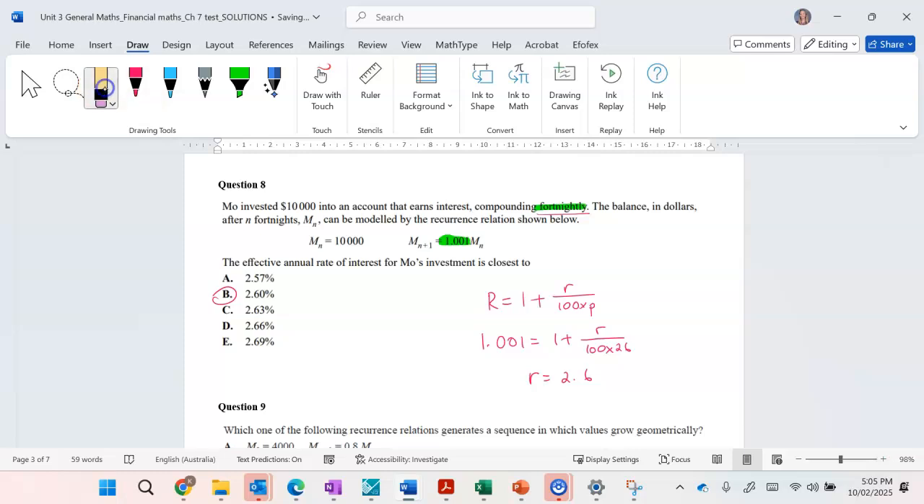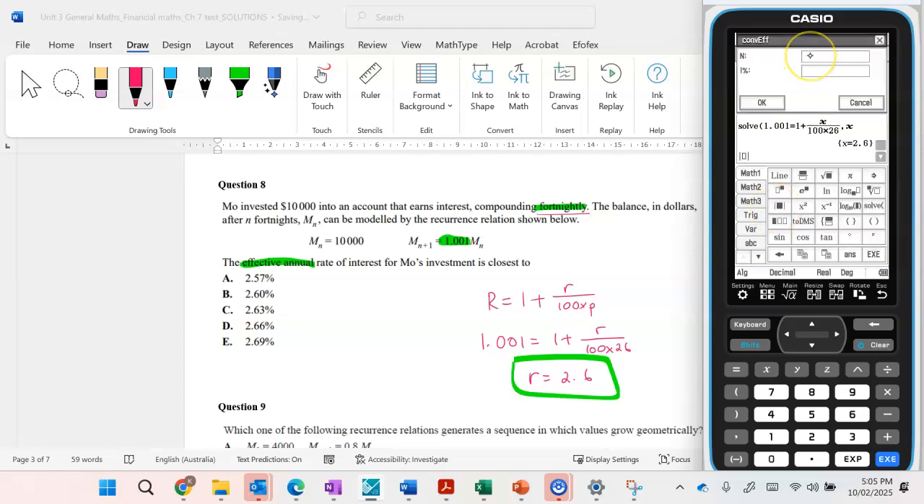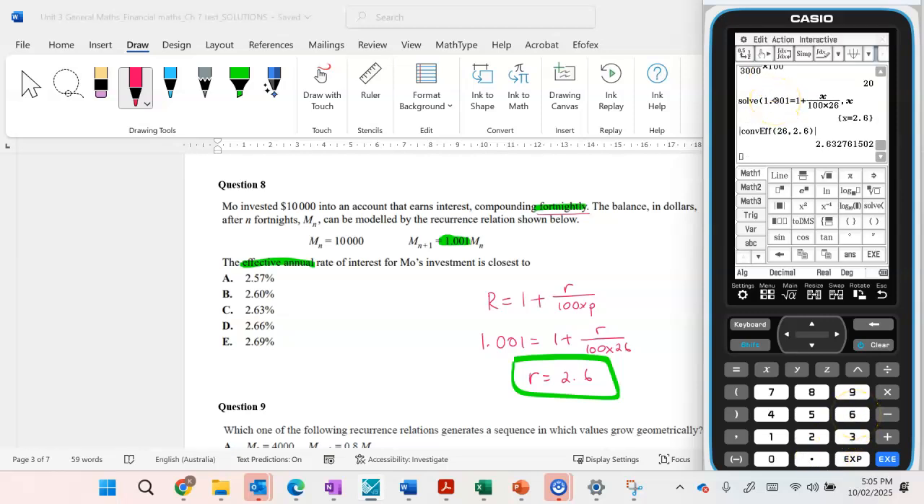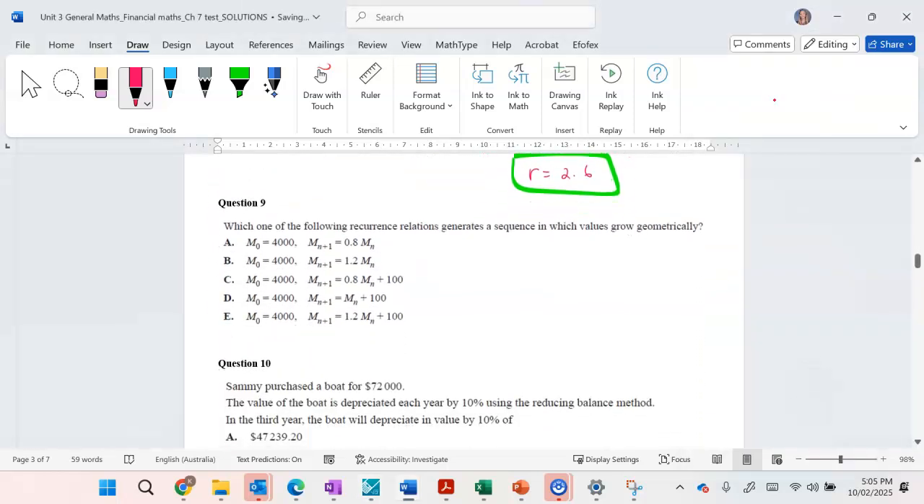Oh, actually, hold on. I forgot. The question's asking for the effective interest rate. So this is your nominal interest rate, what you get from your calculator. So we do have to go one step further. Oh, tricky, nearly got me. Interest conversion, convert to effective. N is the number of compounding periods per year, so 26 fortnights in a year. And your nominal interest rate is 2.6. That's going to give us the effective. There we go, 2.63. Nearly didn't get it.